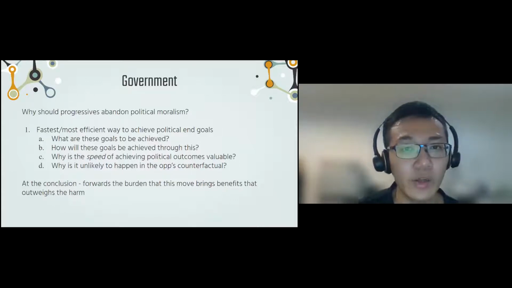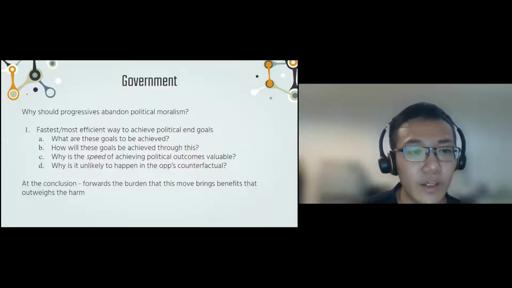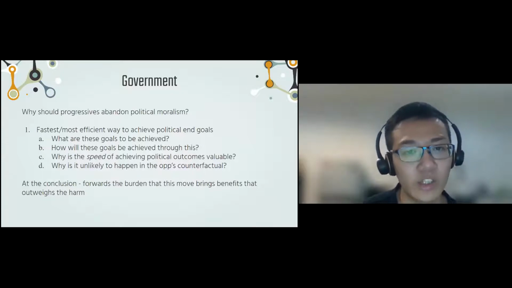So the first thing you need to prove is what these goals are. They need to be explained and characterized. The second is then mechanistically how these goals are going to be achieved through the abandoning of political moralism. Again, a lot of mechanistic analysis needs to be done here.